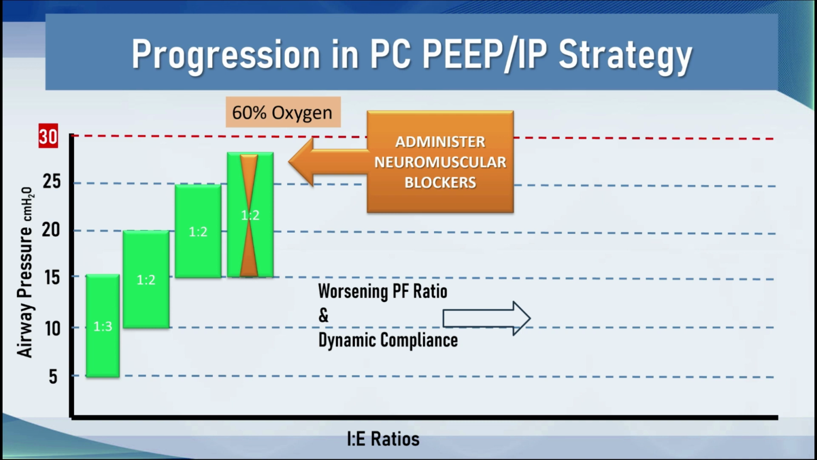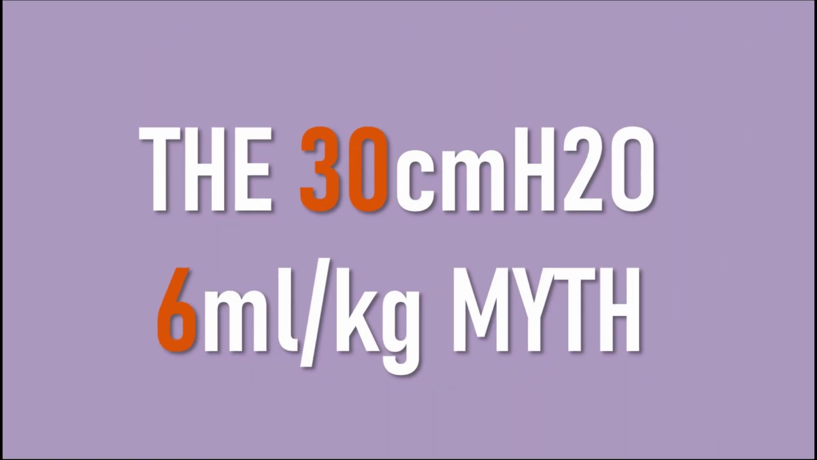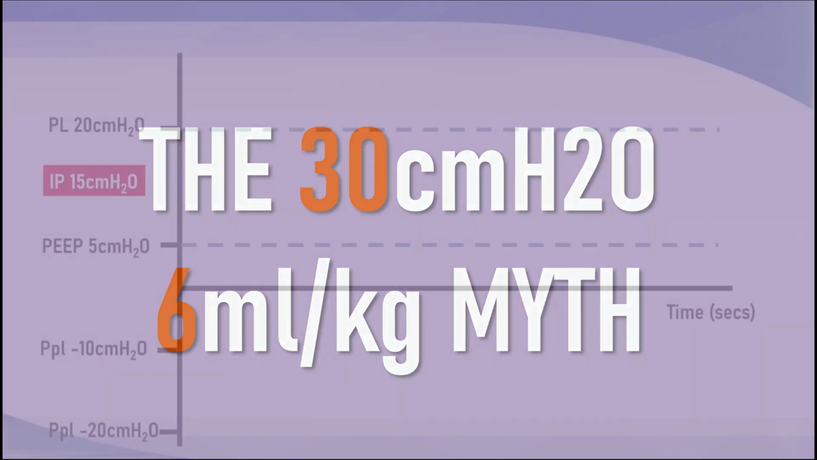And I think it's really important to understand that the concept that everybody talks about, that you've got to keep plateau pressure at less than 30 centimeters of water and the tidal volume at less than 6 mils per kilo, this is a little bit of a myth, and I'll explain to you why. It's a good rule, but you really need to understand that this rule is really good for a patient who is paralyzed, like Carla is now, versus a patient who is not paralyzed.